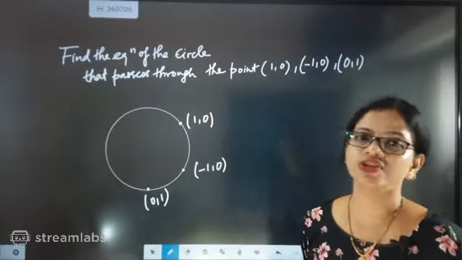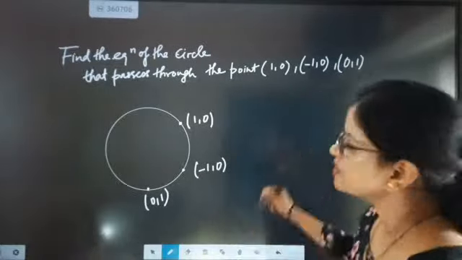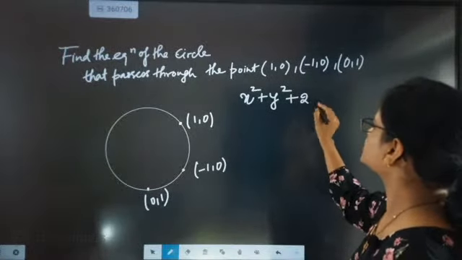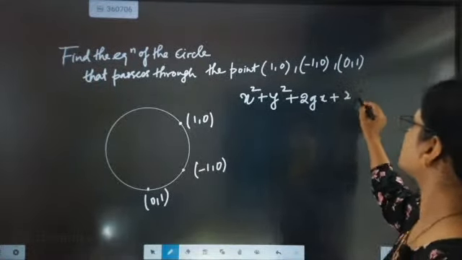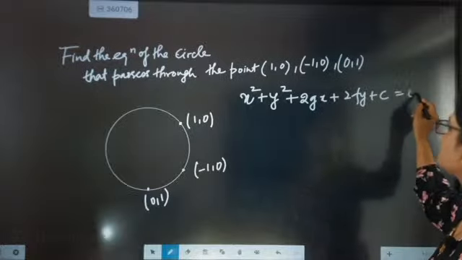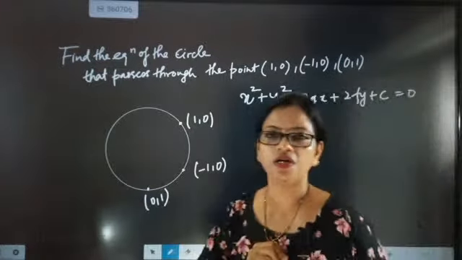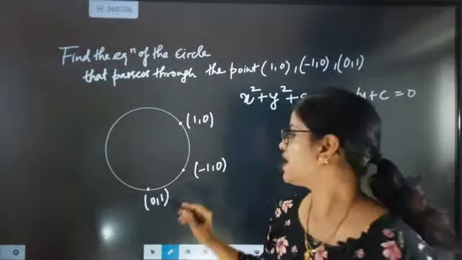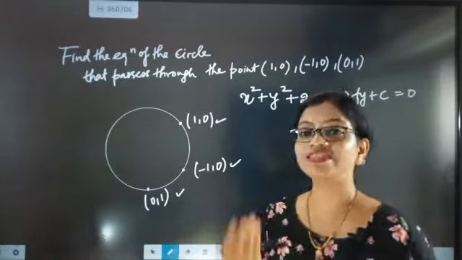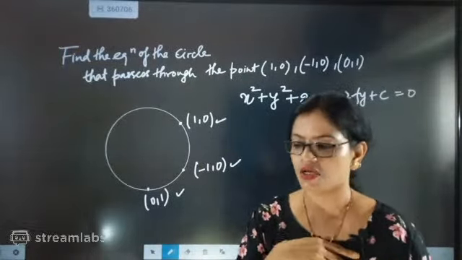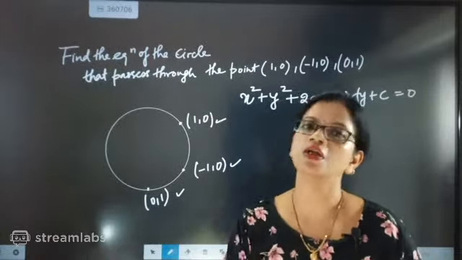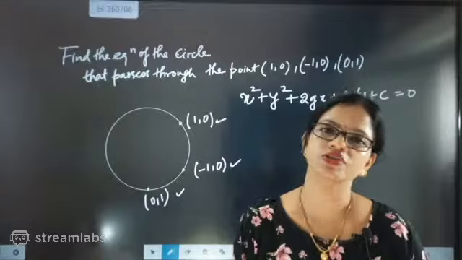So we know the general equation of the circle is x square plus y square plus 2gx plus 2fy plus c equal to 0. And these three are the points present on the circumference of the circle. So since these points are present on the circumference of the circle, they will satisfy the equation of the circle.